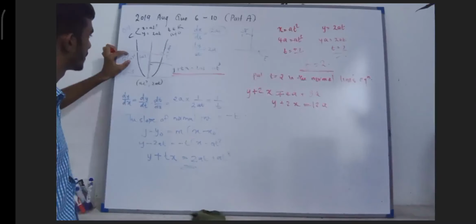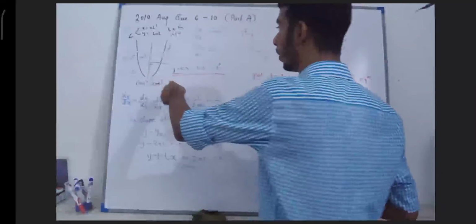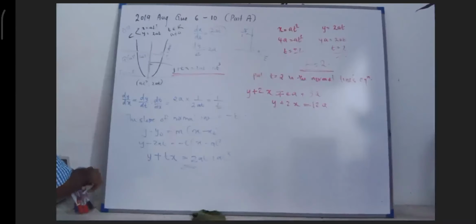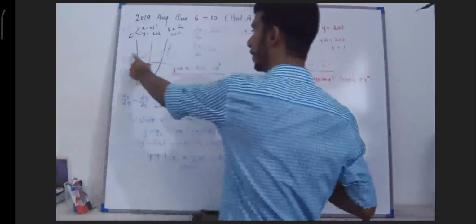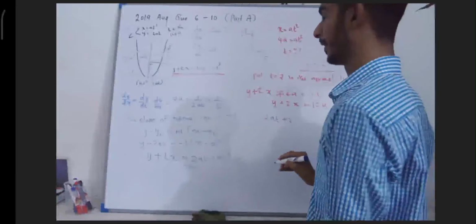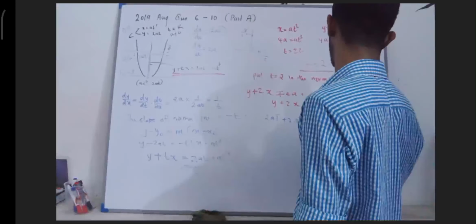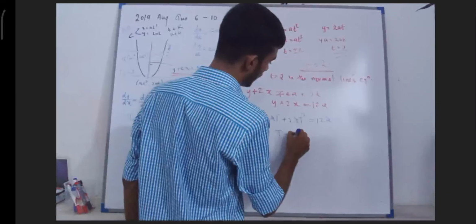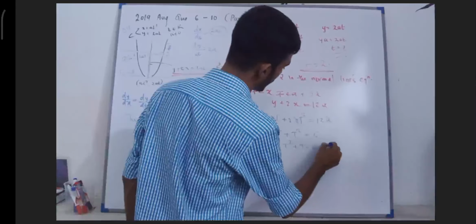The coordinates of this point will definitely satisfy this equation. So if I put the x and y values of point Q in this equation, I can easily obtain the value t is equal to minus 3. Let me do that. I just have to substitute these values. So y is 2at, plus 2 into at square, this is capital T, is equal to 12a. Here a will go, so t plus t square is equal to 6. So t square plus t minus 6 is equal to 0.